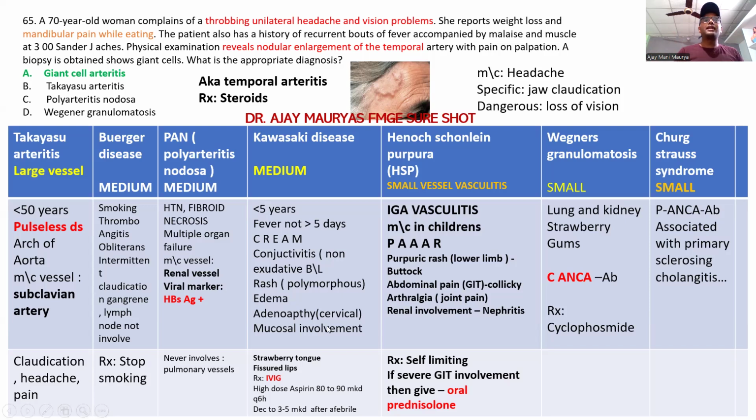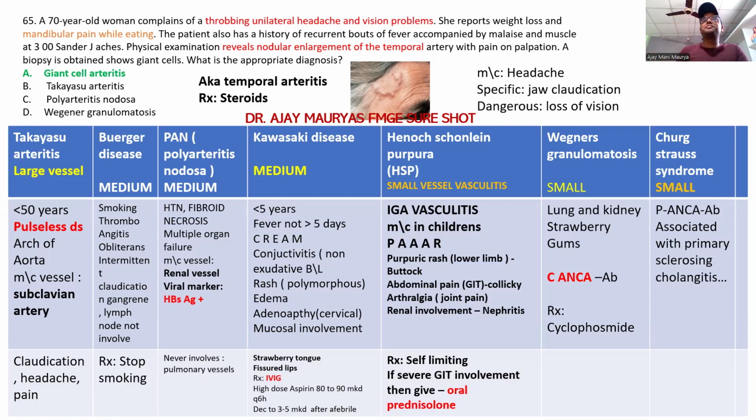PAN, polyarteritis nodosa, affects medium vessels. Please remember this one. You have a history of hypertension, fibrinoid necrosis, and multiple organ failure. The most common vessels involved are the renal vessels. Viral marker is HBs surface antigen. The pulmonary vessels are spared. You have to remember that, guys.